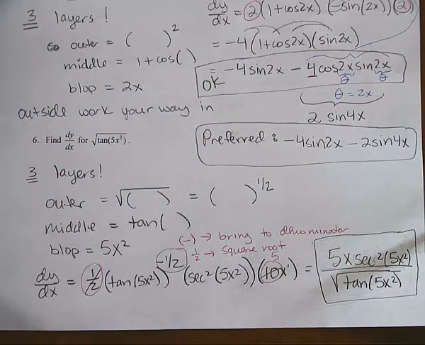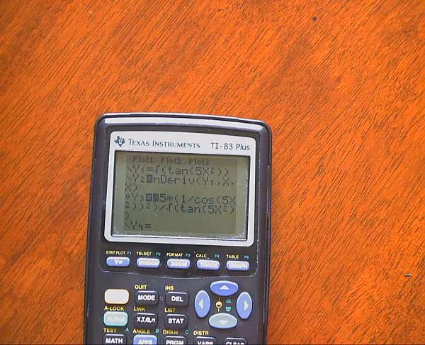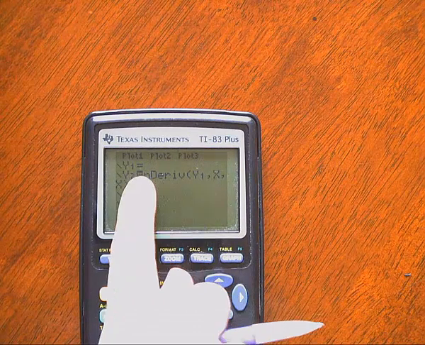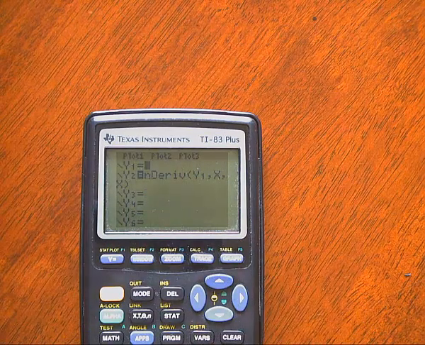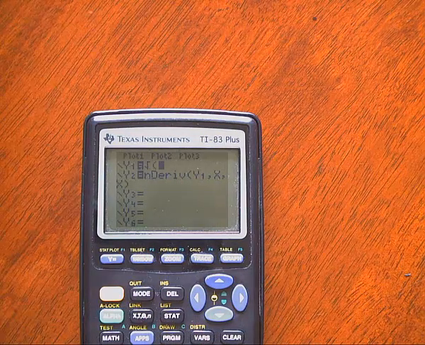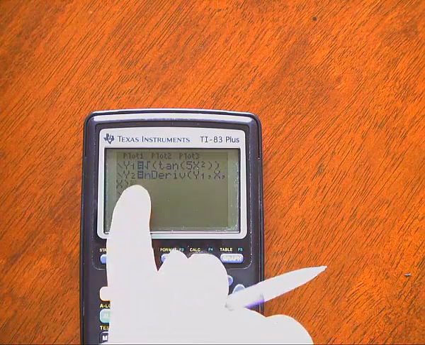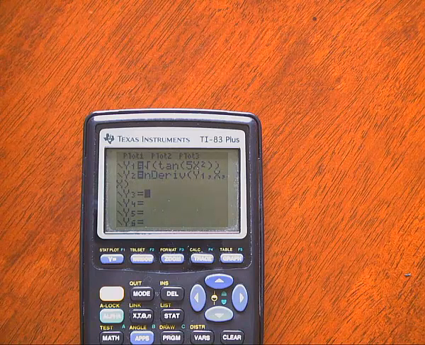The kind of answer that you would probably want to check on your calculator. So if you take your calculator back out, we'll clear out what we had before, but leave this part here because it's already set up to take the derivative of whatever you plug into y1. So I'll go ahead and plug in our original function, which was the square root of tangent of 5x squared. And then y2 is already set to take the derivative of that. And then in y3, we'll go ahead and plug in our answer, but we need to be careful.